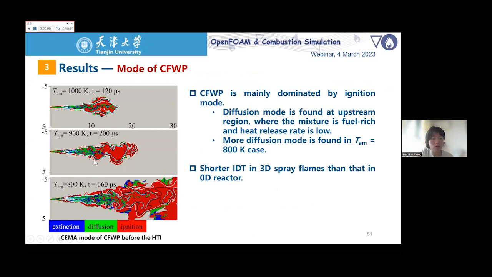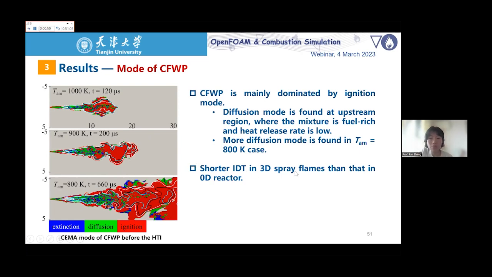We did this same analysis to look at the different extinction, diffusion, and ignition modes of the cool flame wave propagation before the high temperature ignition for the three cases. From the results, we can find that the cool flame wave propagation is mainly dominated by the ignition mode, the red color. While the diffusion mode is found in the upstream region where the mixture is fuel rich and the heat release is relatively low. More diffusion mode is found in the low temperature case.